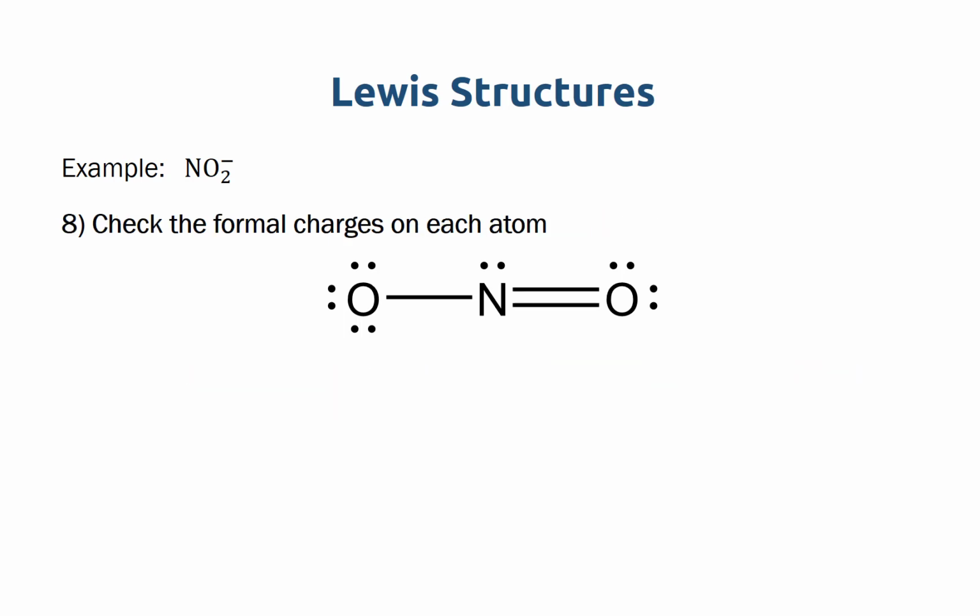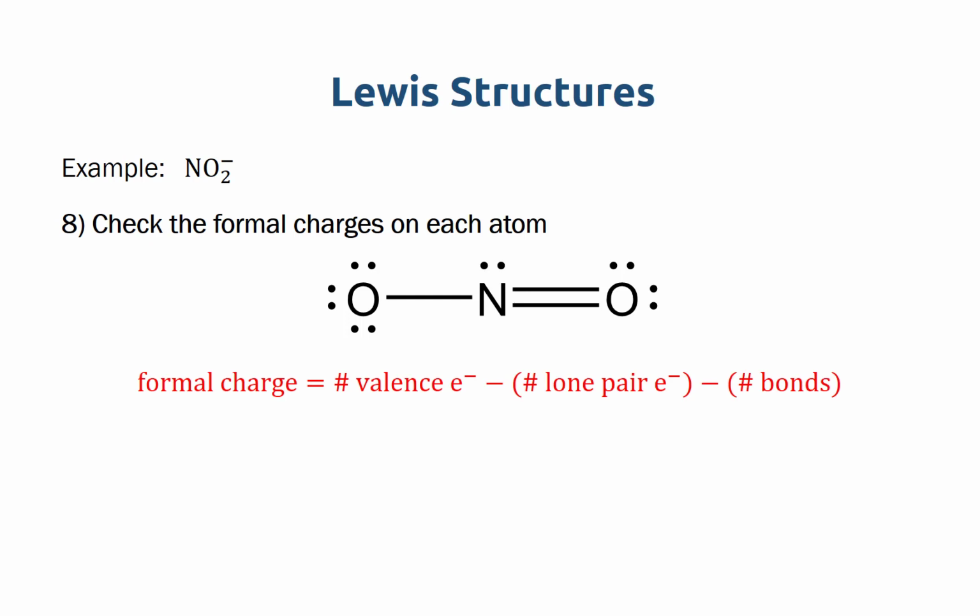Now that we have used all of our electrons and everything has a complete octet, we're going to validate our structure by calculating the formal charges on each atom. So remember, the formula looks like this. The formal charge is equal to the number of valence electrons minus the number of lone pair electrons minus the number of bonds. We will calculate a different formal charge for each element.